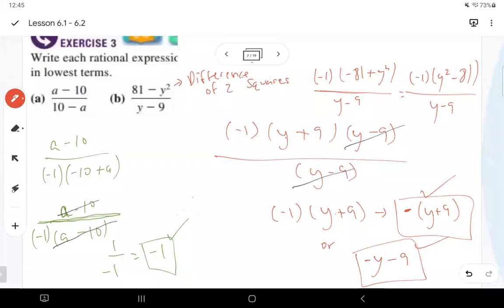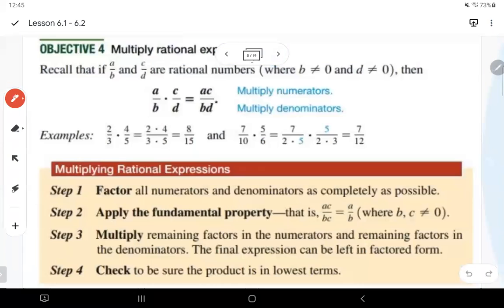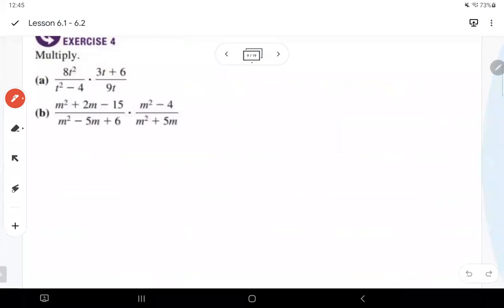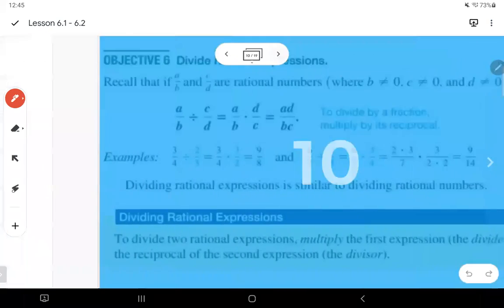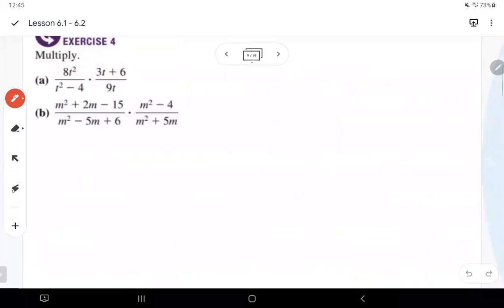Okay, let's keep going. All this is telling us is that if we have a situation where we're multiplying, we want to factor everything completely and then multiply like normal and check if it's in lowest terms. Okay, we have to get all this on this page, and that's fine. We can do that. All right, let's look at this one.